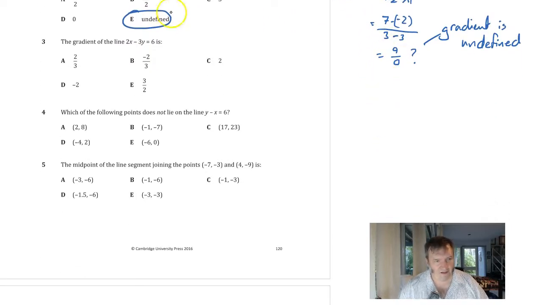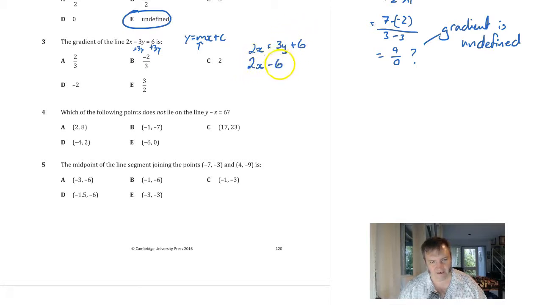The gradient of the line 2x take 3y equals 6. This is a little bit annoying because it's not in our nice y equals mx plus c form, which we can then easily say the gradient's just the number in front of x. So let's rearrange it. I don't want to have -3y, so I'm going to add 3y to each side as my first step. So now I'm going to have 2x equals 3y plus 6. Well, I want to get y on its own, so I'm going to subtract 6 from each side.